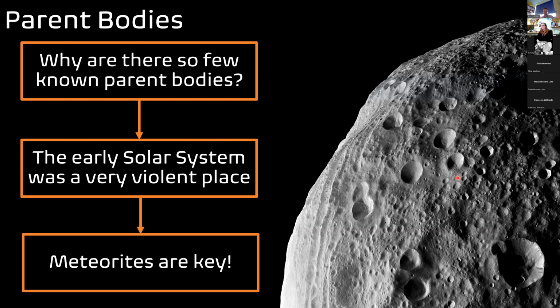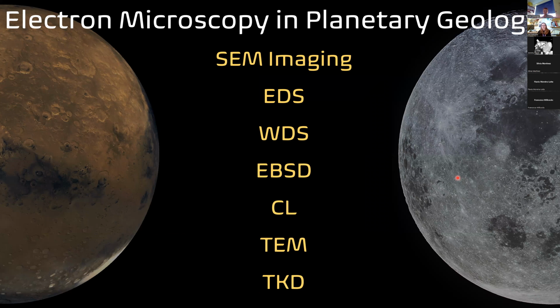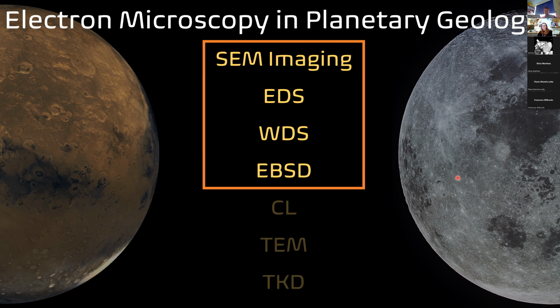And in terms of electron microscopy, because of course I'm an electron microscopist, I work in an electron microscopy lab, this is what I do. There's a couple of different ways we can use EM to study meteorites and help us out in planetary geology. It can be imaging, it can be composition analysis, it can be structural analysis, we can use CL, TEM, TKD's really taken off in the past couple of years. But I'm going to talk about these four because these are the ones that I do and are the ones that are most common for not only just geoscience, but planetary geoscience in particular.